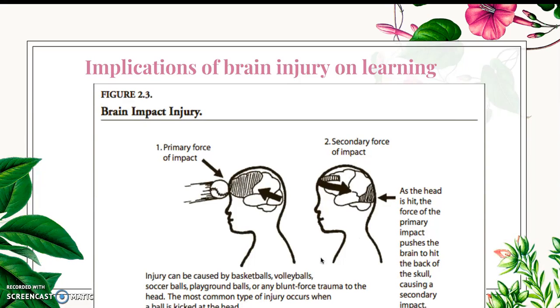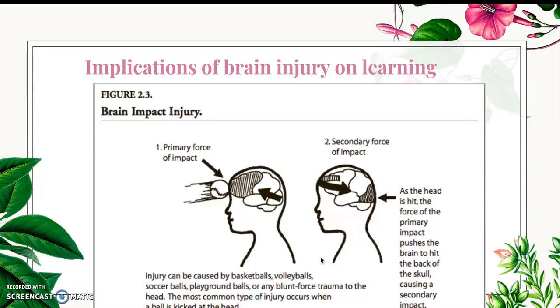Implication of brain injury on learning. So a brain injury, such as in this picture, a baseball hitting the head. Primary force of impact hits the head. Secondary force of impact: as the head is hit, the force of the primary impact pushes the brain to hit the back of the skull, causing secondary impact.